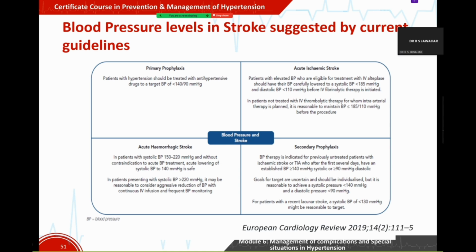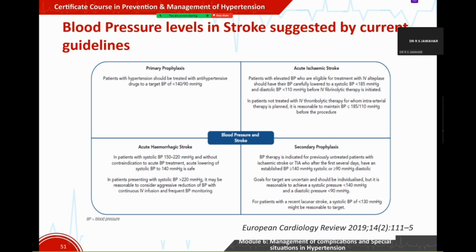For patients with a recent lacunar stroke, a systolic BP of less than 130 might be reasonable to target. So that depends on the person. Suppose the person is a young individual and is tolerating the blood pressure, so he's not getting any giddiness or other hypotension symptoms. Then you can even reach the target of 120 by 80. So that is secondary prophylaxis.